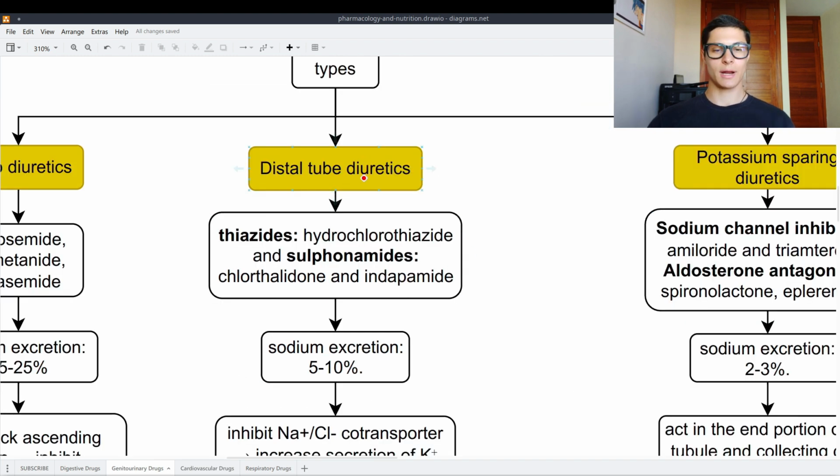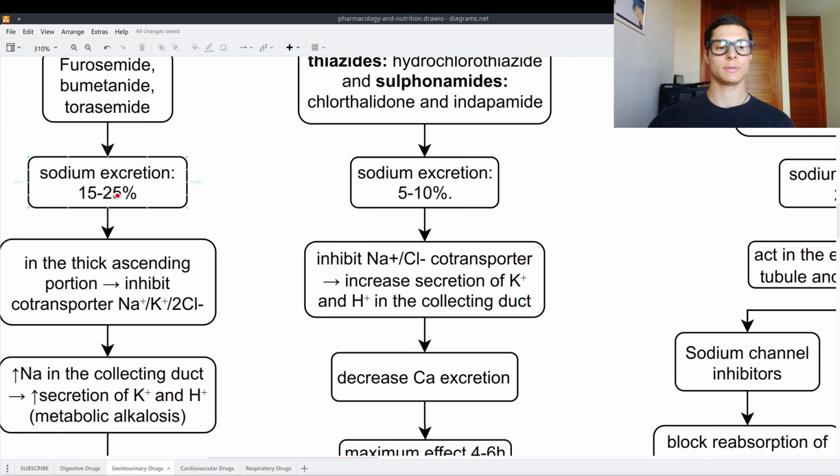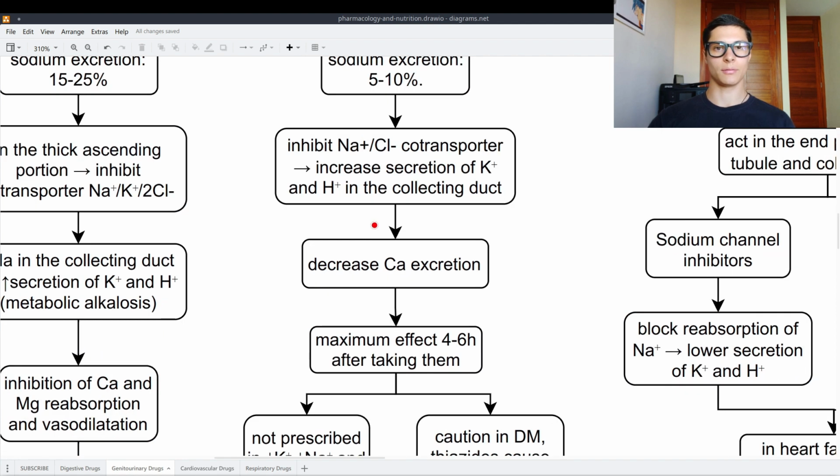The distal tube diuretics are the thiazides, the hydrochlorothiazide, and the sulfonamides, the chlorthalidone and the indapamide. They have a sodium excretion of 5 to 10%, so a little bit less than the loop diuretics. They inhibit the sodium-chlorine co-transporter, increasing the secretion of potassium and protons in the collecting duct. Again, the same thing, but in another part of the nephron.